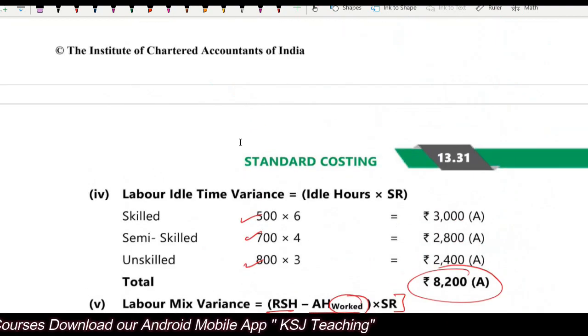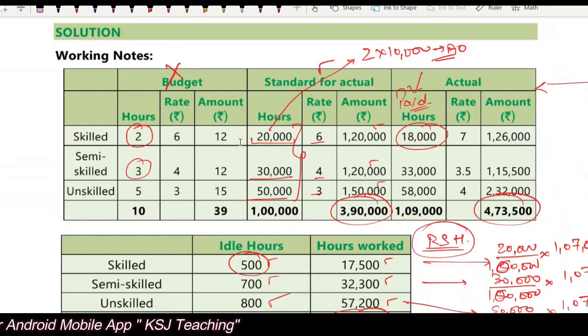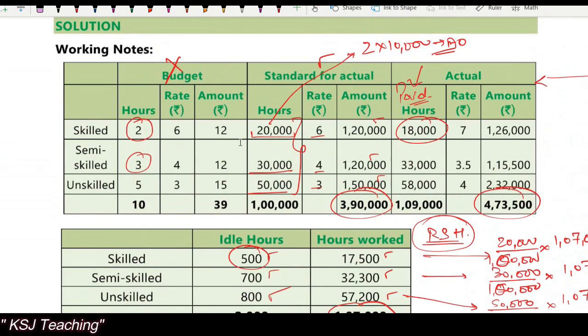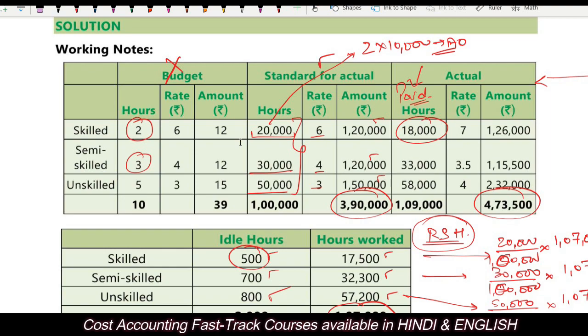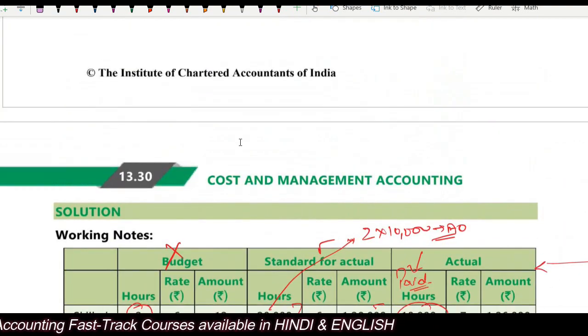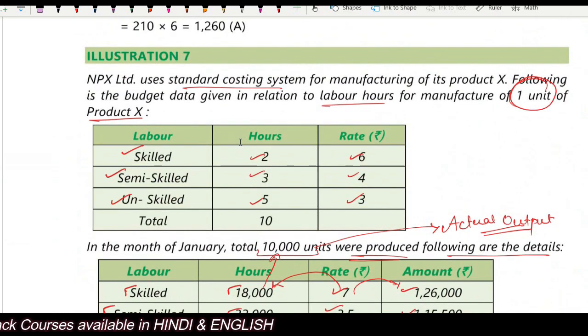Clear? So this is an important question. That's why I picked it up, and it covers all the elements. It is covering the idle time also. It is covering the hours paid for also. It is covering the hours worked. All the labor variances have been calculated in this part. The idle time variance has been calculated in this part, and the second part was actually good. So mark it as an important question from the ICAI study mat also.